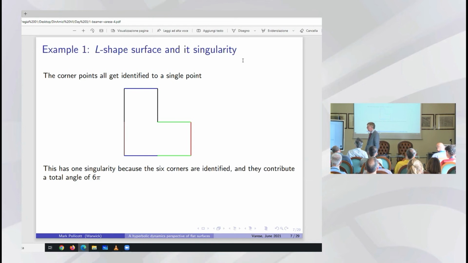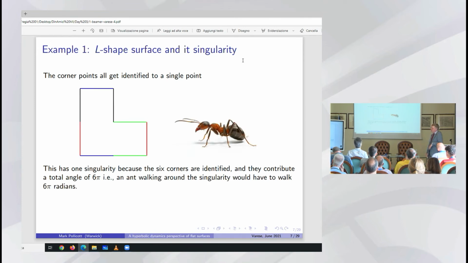Okay, so far so good. As I've said here, we're identifying the different sides, and the corners get identified to a single point whose total angle is equal to 6 pi. What does that mean? Well, if you had an ant, this ant is a bit large, but if it was a smaller ant and it wanted to walk around this singularity, it might start down here on the blue bit and walk around to this red bit, and then it would reappear on the other side, and continue walking around to this green bit, and then reappear at the top, and then walk around to this red bit, and reappear on this side. It would continue its journey onto this black bit, then get identified over here, and continue around to this green bit. And as you can see, if you keep doing this, eventually you come back to the same place, but you've gone around 6 pi radians rather than the 2 pi which a more pedestrian ant would prefer.